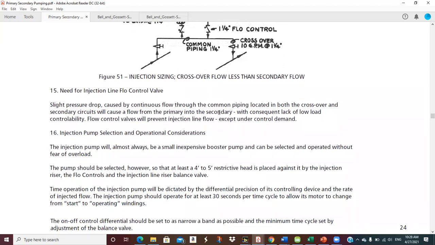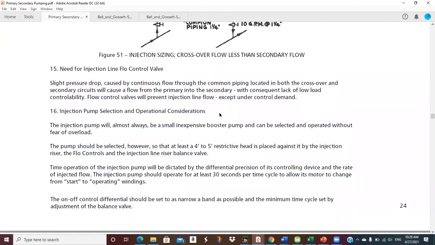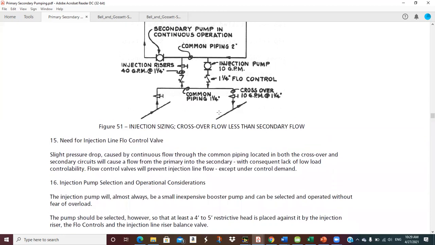Injection pump selection and operational considerations. The injection pump will almost always be a small, inexpensive booster pump and can be selected and operated without fear of overload. The pump should be selected, however, so that at least 4 foot to 5 foot restrictive head is placed against it by the injection riser, flow control, and injection line riser balance valve. So we need 4 to 5 feet of pressure drop.